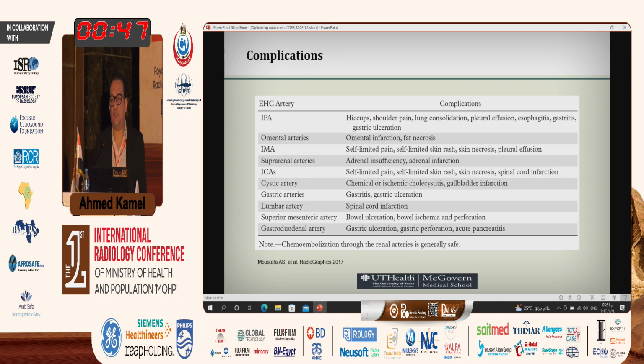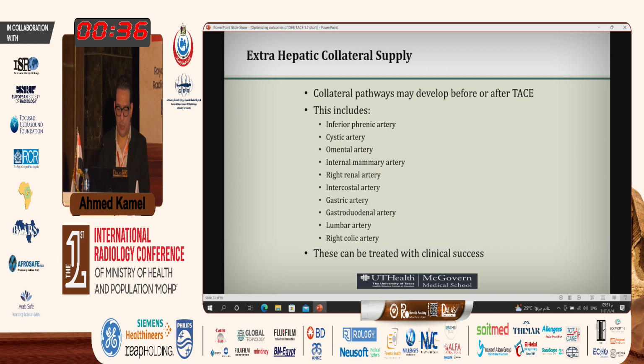Again, this is not without complications. These are the type of complications that you can get if you try to embolize these extrahepatic arteries. Again, this was published from our institution.